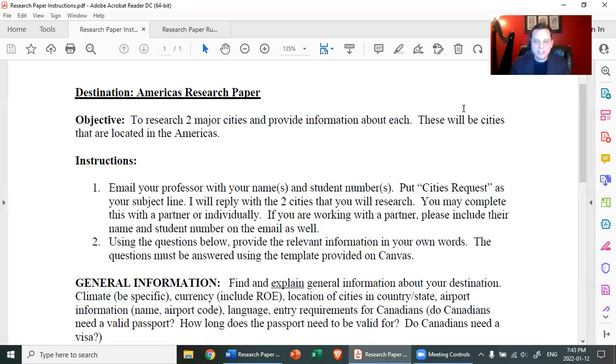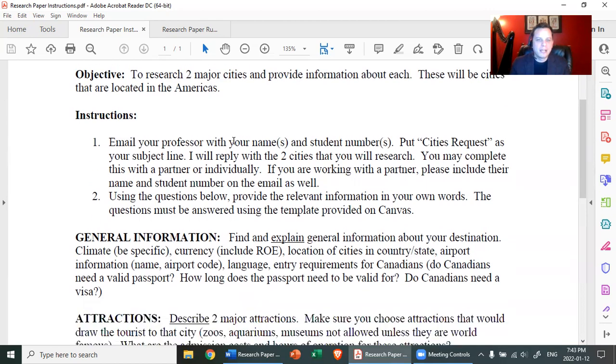You'll research 2 major cities and provide information about them. So here's some instructions. Number 1, email me with your student names and student numbers. Remember to put city request or cities request in the subject line. I'll reply with the 2 cities that you're going to research.